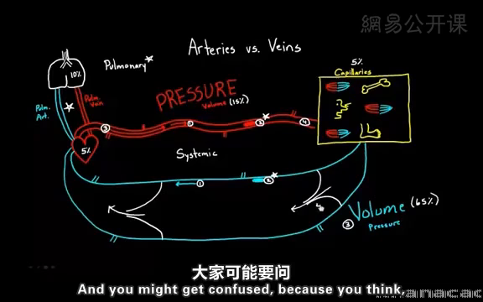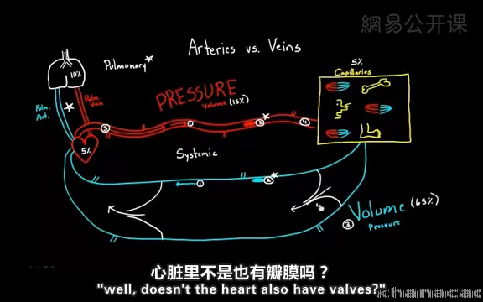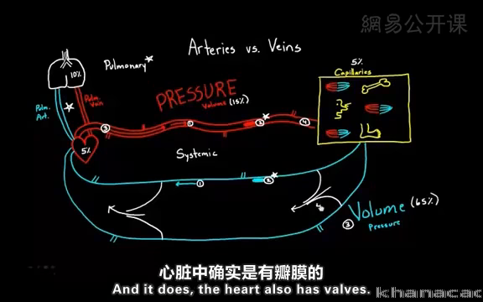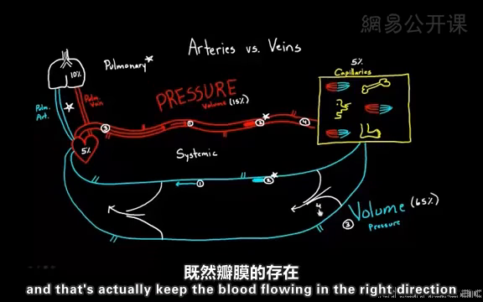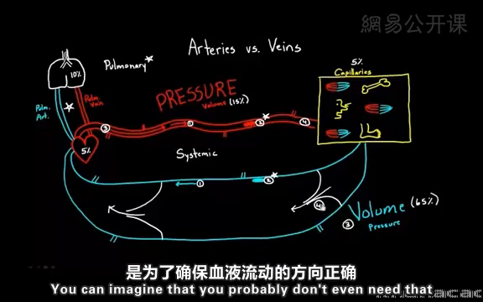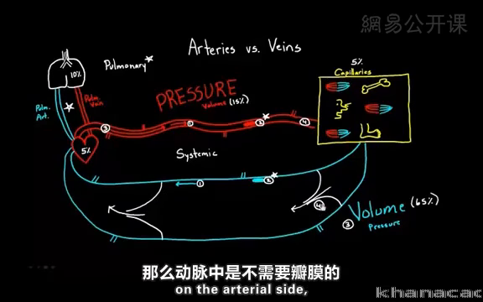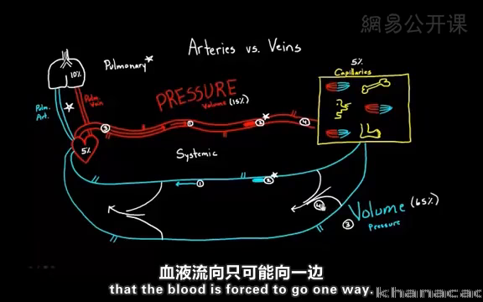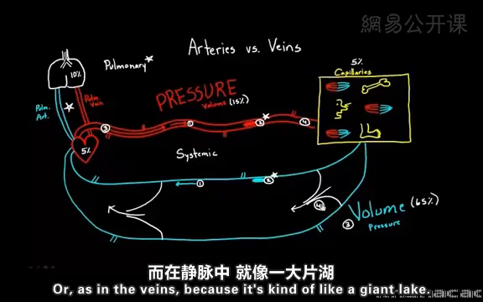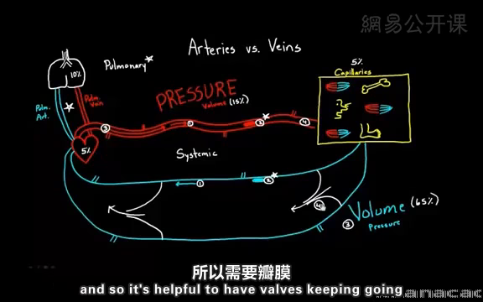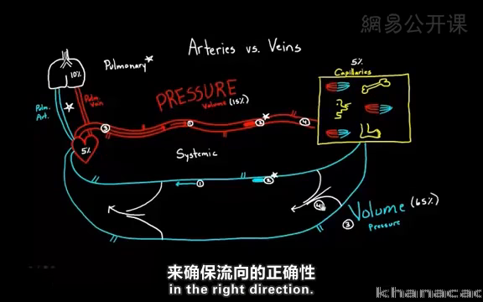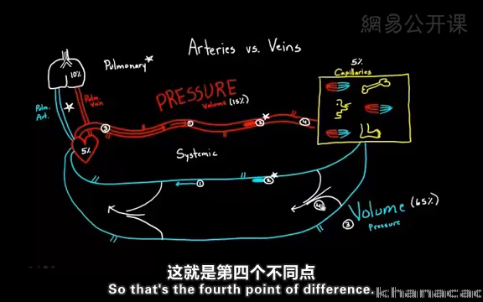And you might get confused because you think, well, doesn't the heart also have valves? And it does. The heart also has valves, but the veins have a different type of valve, and that's actually to keep the blood flowing in the right direction. You can imagine that you probably don't even need that on the arterial side because the pressures are so high that the blood is forced to go one way. Whereas in the veins, because it's kind of like a giant lake, water can swirl around and around, and so it's helpful to have valves keeping it going in the right direction. So that's a fourth point of difference.